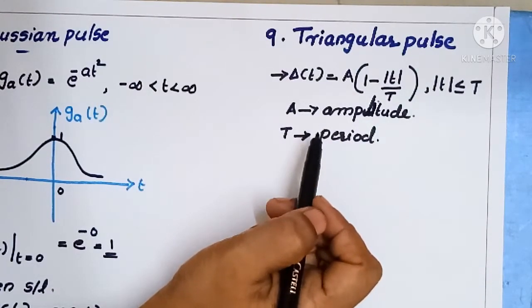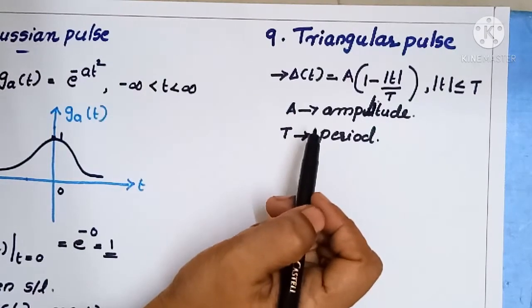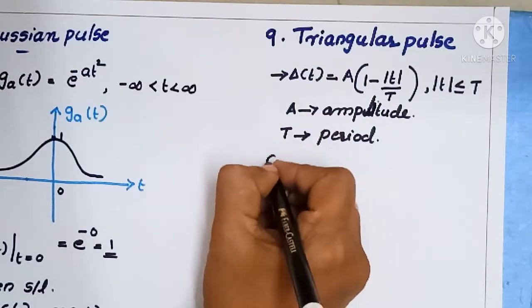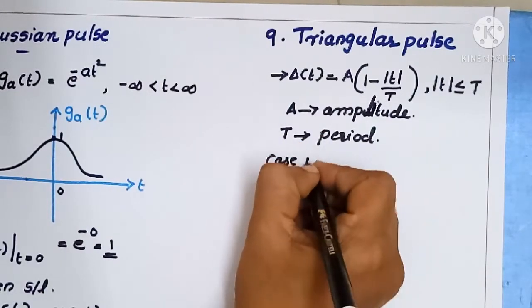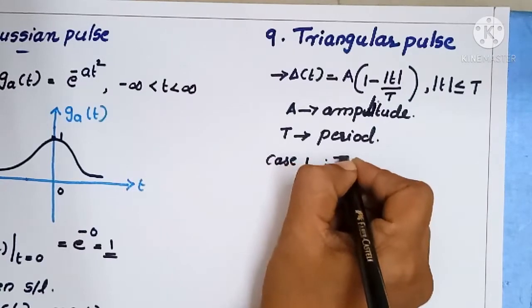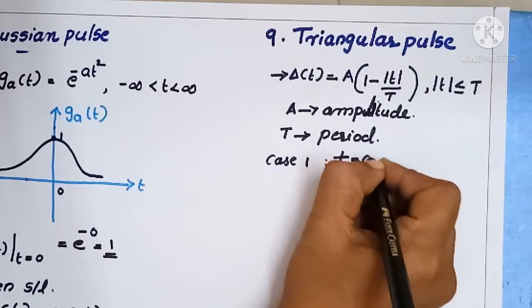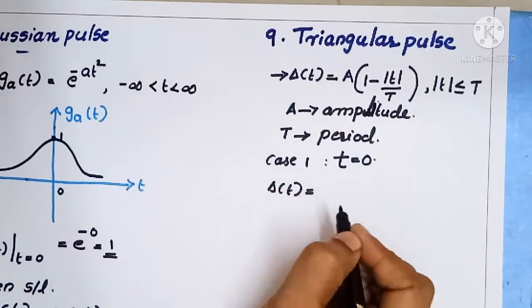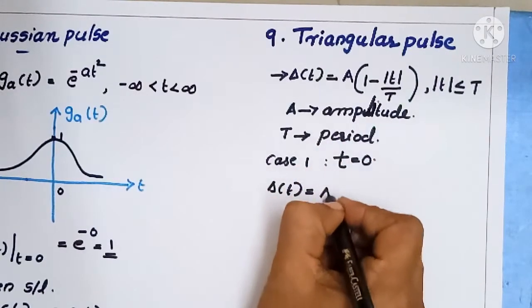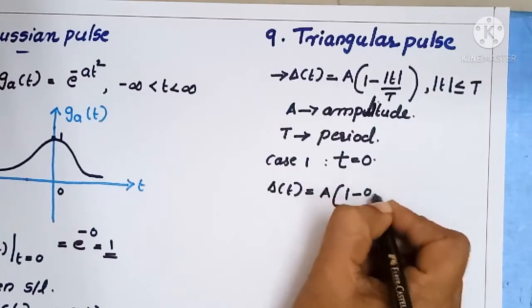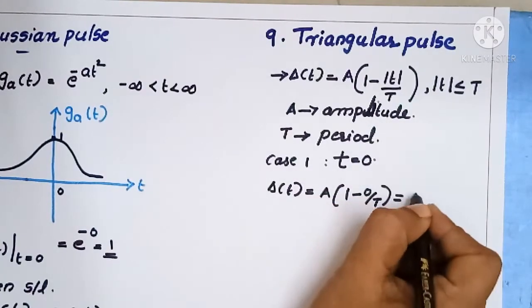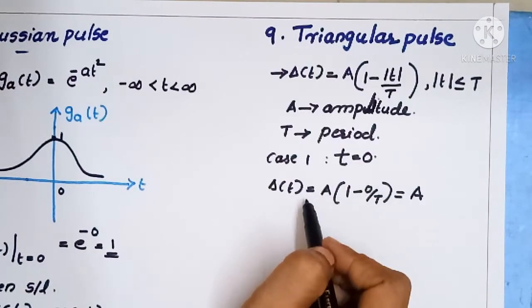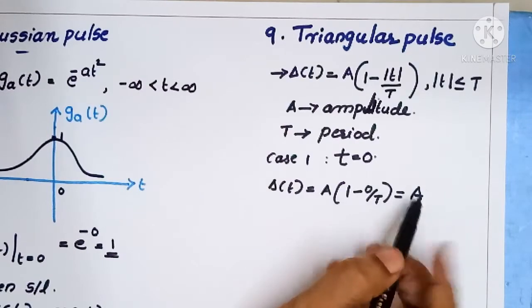So we can plot this graph. To plot this graph, here we can consider 3 cases. Case 1: consider small t equal to 0. Then what is del of t? Here we can substitute a into 1 minus 0 by T, which is equal to a. So when t is equal to 0, the triangular pulse value is equal to its amplitude.